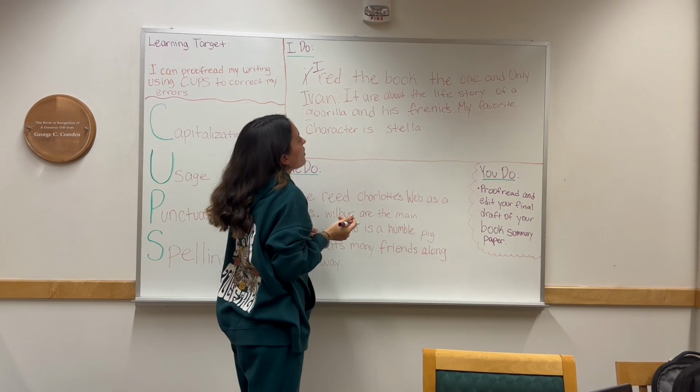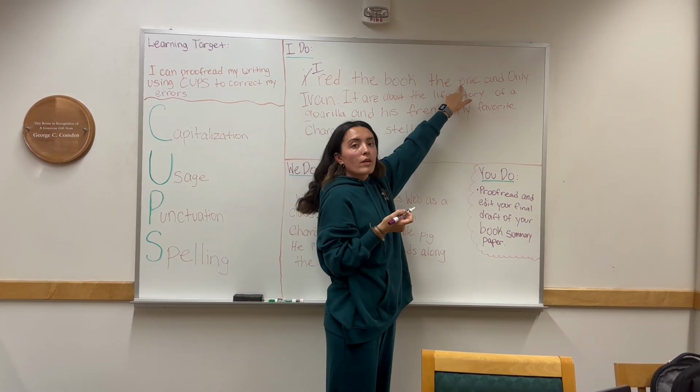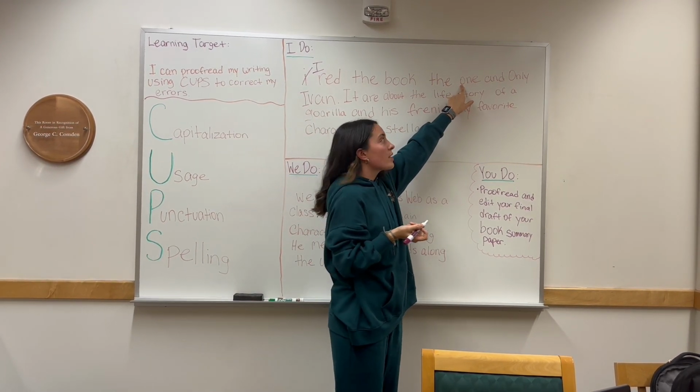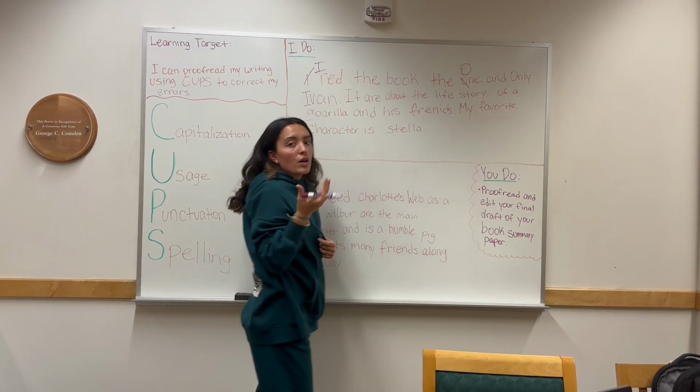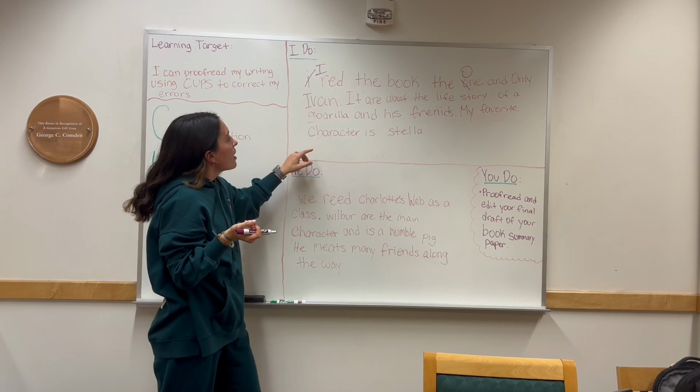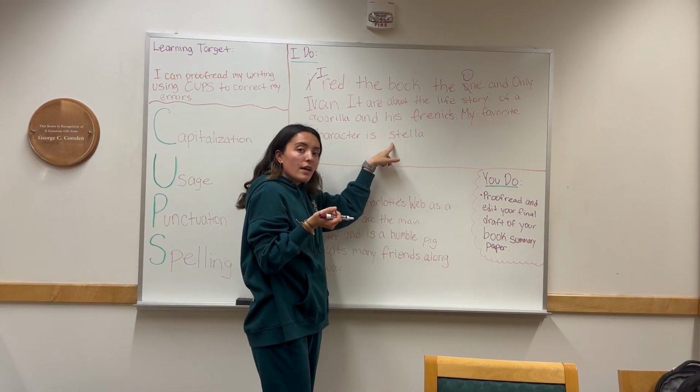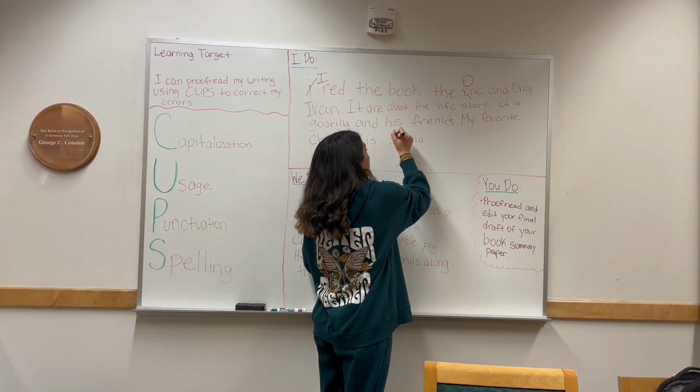And then I notice the first O in One, when we're talking about The One and Only Ivan, is lowercase, and it needs to be capitalized, because we're talking about a book title. And then the name Stella needs to be capitalized also, because it is the name of a character.